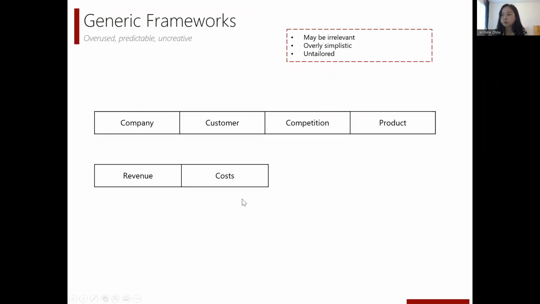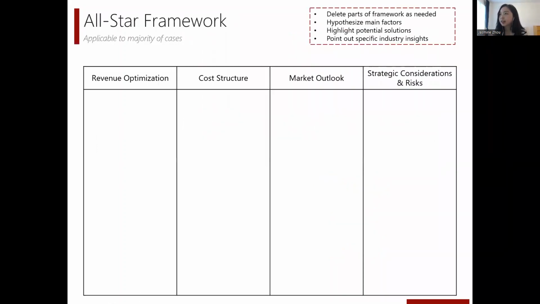There's also your typical revenue and cost framework that people use for profitability cases. But also, I like to spice it up a bit. I don't just like using these basic frameworks because they may be irrelevant at times, overly simplistic, and then also untailored to the case. So this is what I like to stray away from, these typical frameworks.